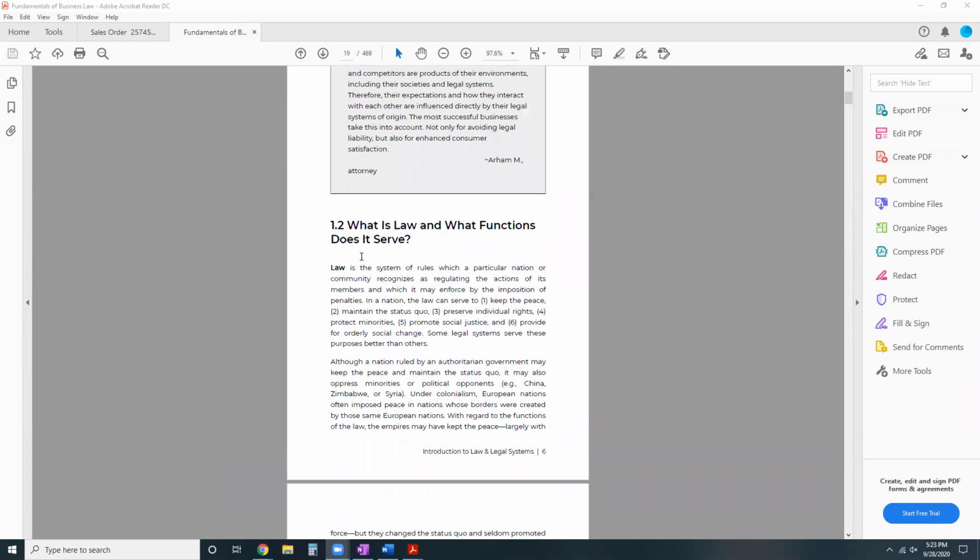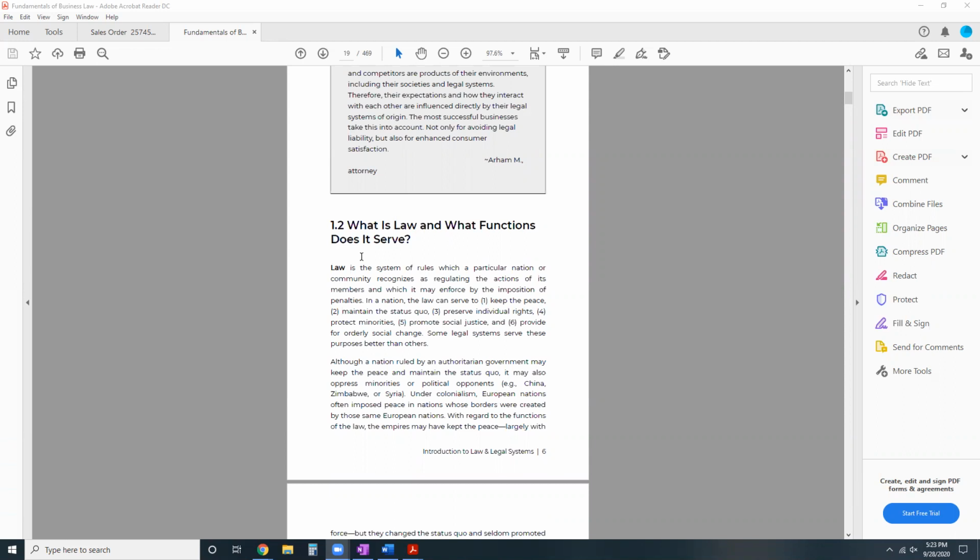Different sources have a different definition for what law is. This business law textbook that we're using defines law as the system of rules which a particular nation or community recognizes as regulating the actions of its members and which it may enforce by the imposition of penalties.